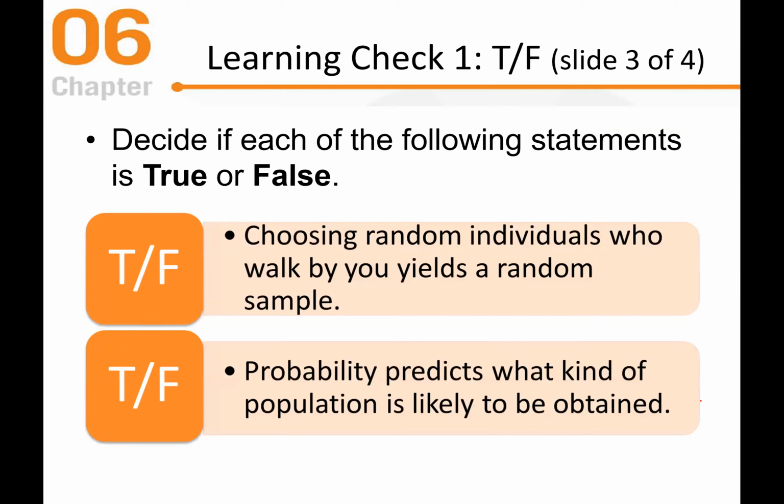All right, so this one asks, decide if each of the following statements are true or false. Choosing random individuals who walk by you yields a random sample. Well, that's going to be false, right? The reason it's false is because not all individuals walk by, so not all of the people in the population have an equal chance of being selected for the sample. It sounds like random sampling, but it's not. It doesn't satisfy those two parts. Everyone has to have an equal chance of being selected. They do not.